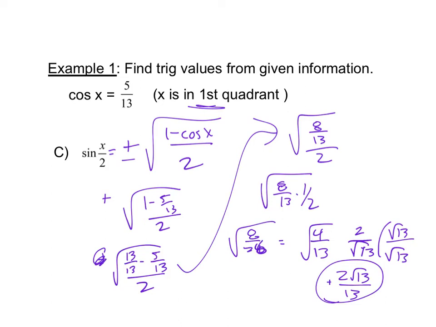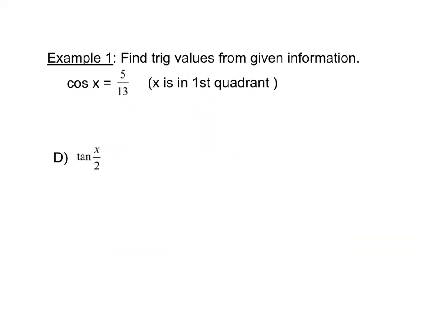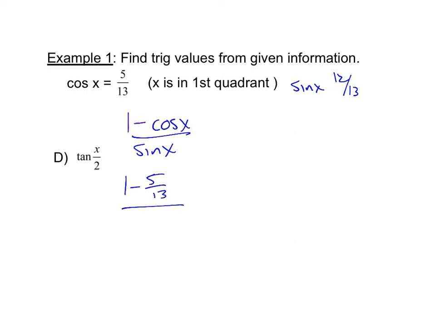All right, so now when I look at tangent, if you look back, remember that's going to be 1 minus cosine of x over sine of x. The cosine of x is 5 over 13, sine of x is 12 over 13. That's going to be my answer. So I'm going to go 1 minus 5 over 13 over 12 over 13. When you put that together, 1 is rewritten as 13 over 13, so 8 over 13 over 12 over 13.